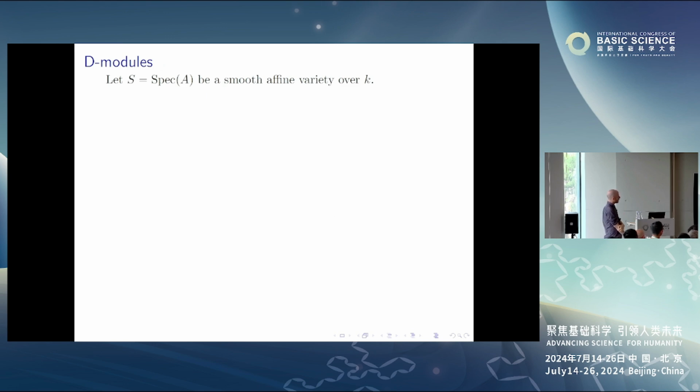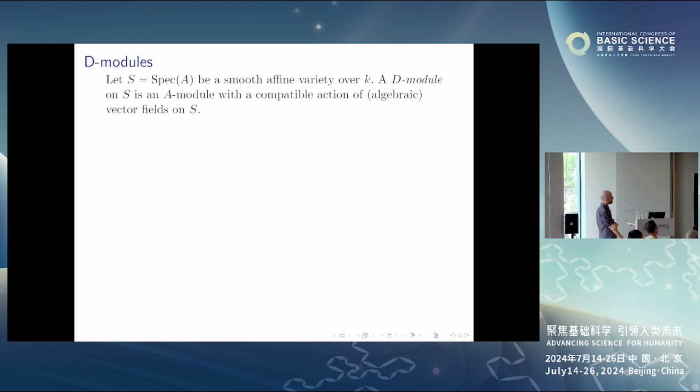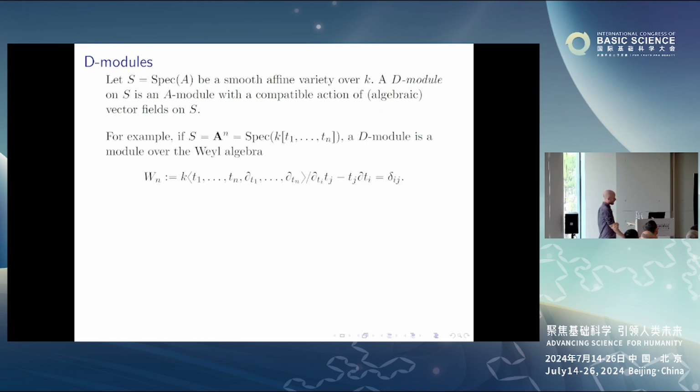So I'm going to start with some kind of scheme. Maybe it's not a curve, it's just defined by some algebraic equations. We write it as spec A, so A will be the polynomial functions on the scheme. And then a D module, I'll make it more explicit in just a moment, is just an A module, a module over this ring, and it also has a compatible action of vector fields on S. For example, if S is affine space, like C to the n, then a D module is just a module over the Weyl algebra.